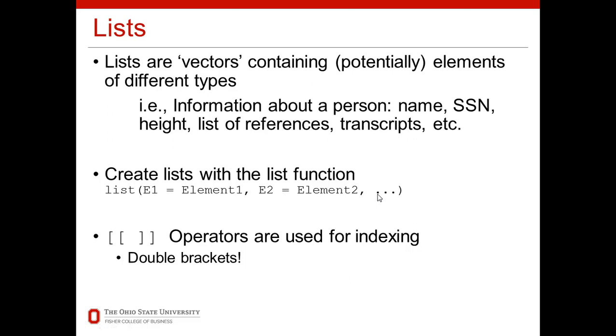And if I want to access elements in a list, I do it a little differently. It's not the same as a vector. I will use double square brackets to pull out an element of a list.